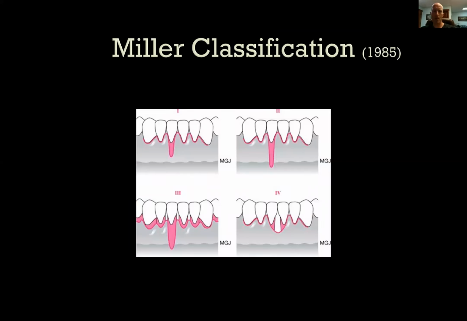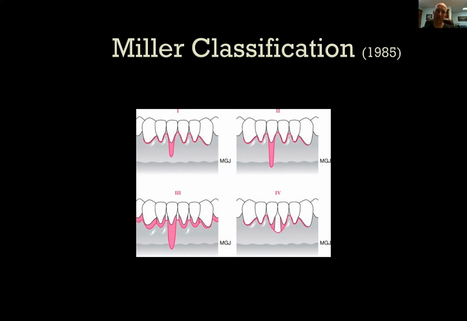Now, a system that maybe we're more familiar with, a more classic system, is the Miller classification, which came about in 1985. Class 1, 2, 3, and 4. How does that relate to the Cairo classification? Well, they're very similar. Recession type 1 is the same as Miller classification 1 and 2. Recession type 2 is the same as Miller classification 3, and recession type 3 is the same as Miller classification 4.